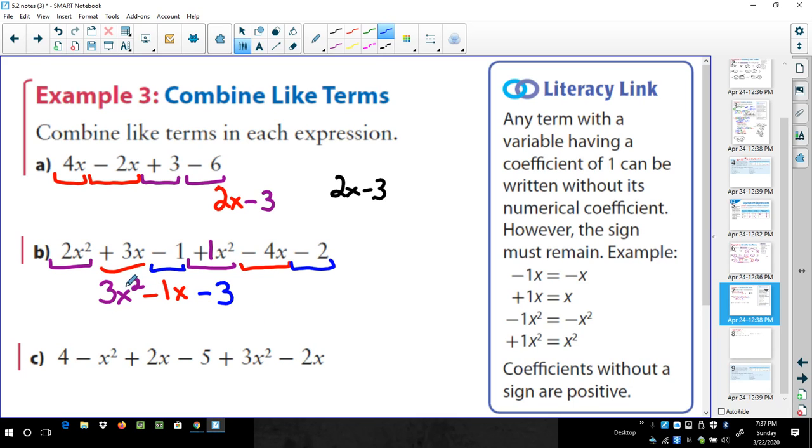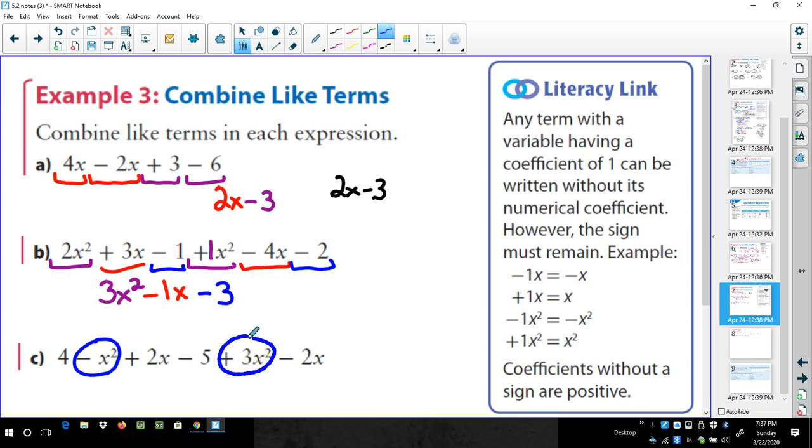Notice that these are written in descending powers of x. So x squared, then an x, and then the constant last. It's a way of organizing so that if you get an expression like C where it's all mixed up, you know where to start. You start with the highest power of x. So here I'm going to look for the x squareds.